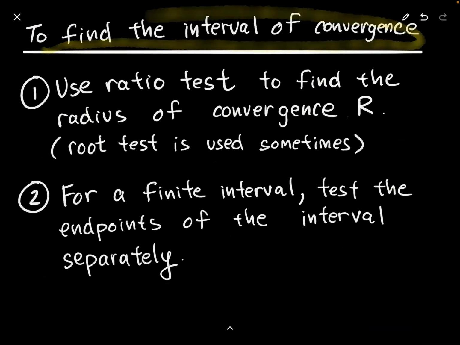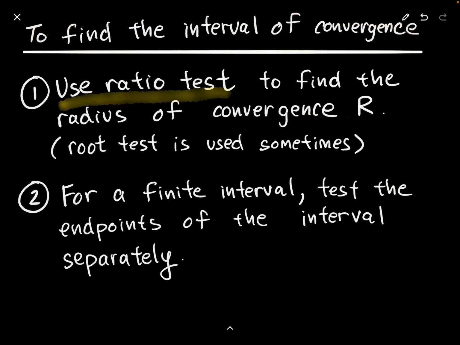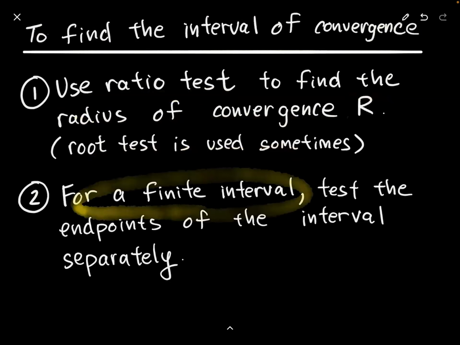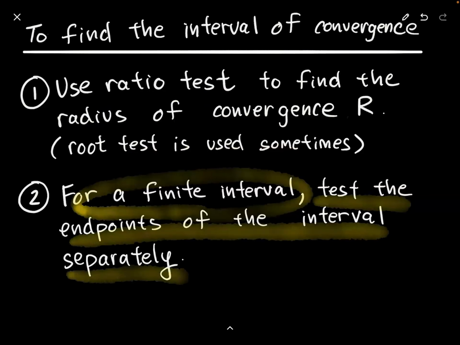When you want to find the interval of convergence for your power series, you'll use the ratio test to find the radius of convergence r. And sometimes the root test could also be used. If you have some finite interval of convergence, you must test the endpoints of the interval separately to see whether it converges or diverges at the endpoints.